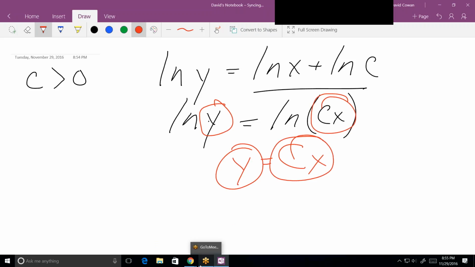And that's what they wanted you to do, to express y as a function of x. Now the reason they said c had to be positive is that if c is negative, you can't take the natural log of a negative number. So c has to be positive.